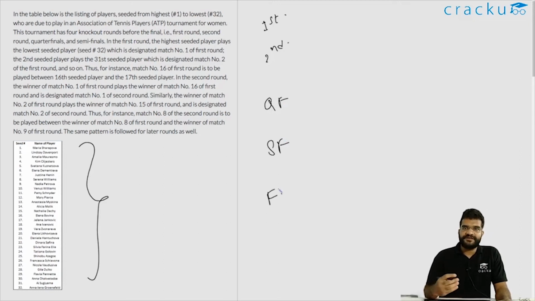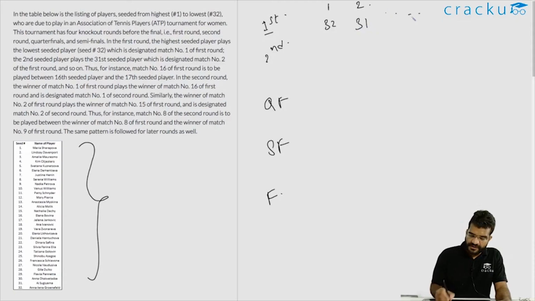In each of the rounds there are matches which are numbered, starting from 1. For example, in the first round, the match in which the first seed plays the 32nd seed is called the first match, and the match in which the second seed plays the 31st seed is called the second match, and so on. And the match in which the 16th seed plays the 17th seed is called match number 16. Note that the sum of the seeds in any of these matches is 33. That is 1 plus 32 is 33, 2 plus 31 is 33, and so on.